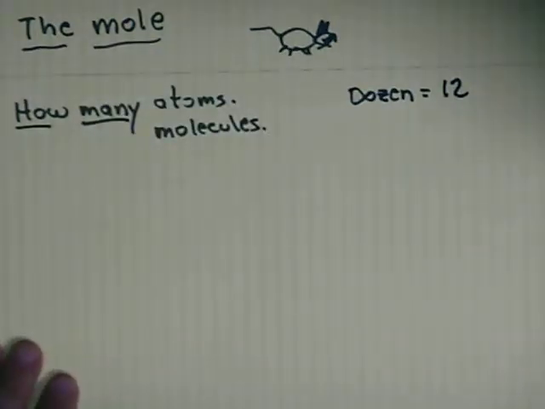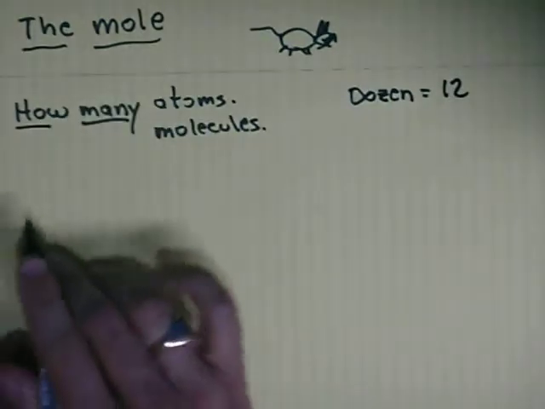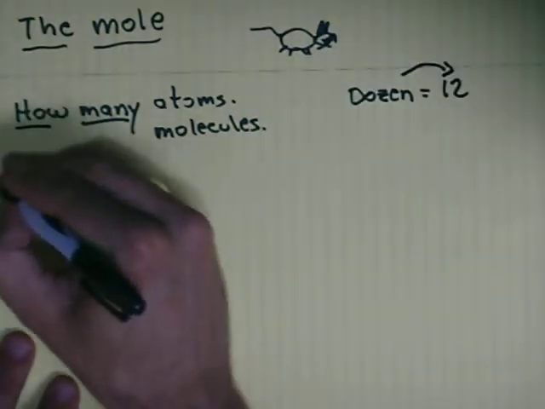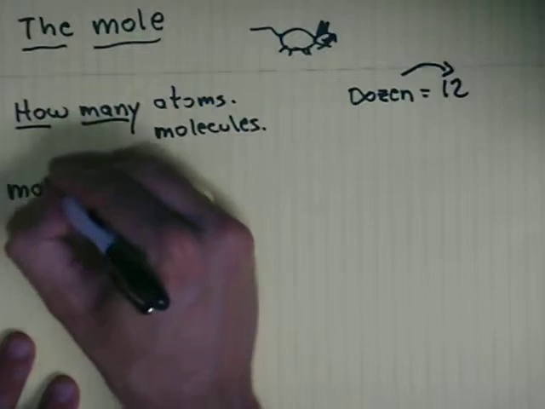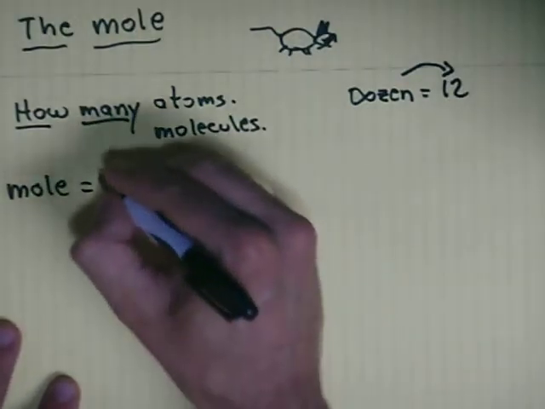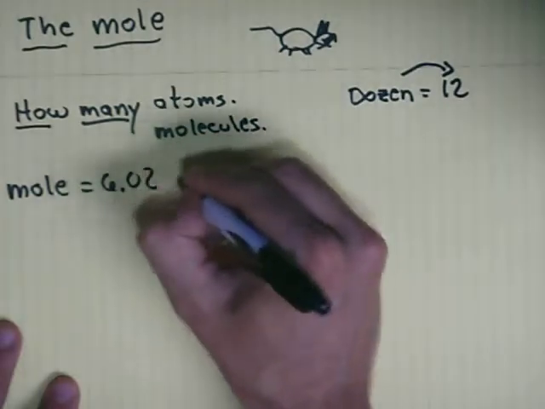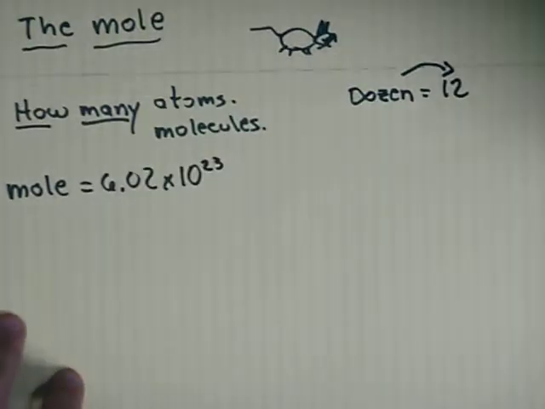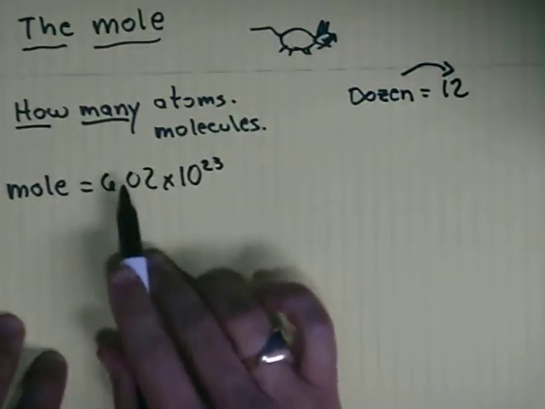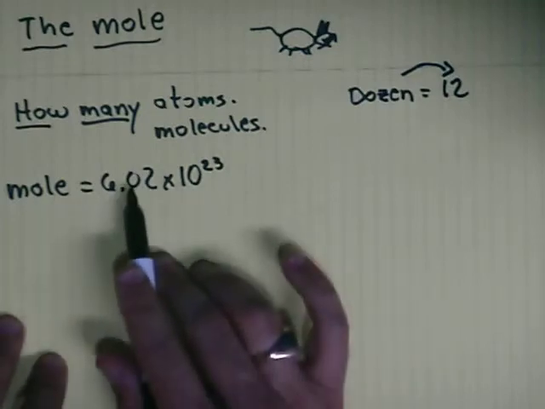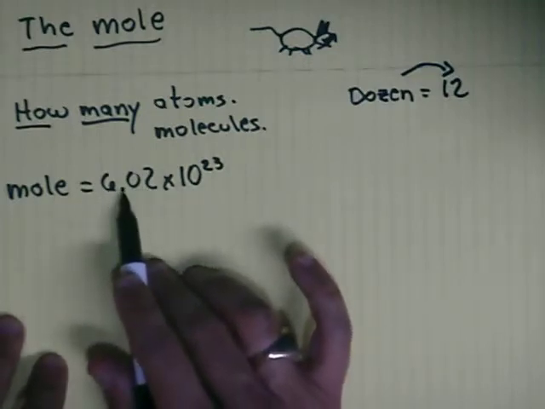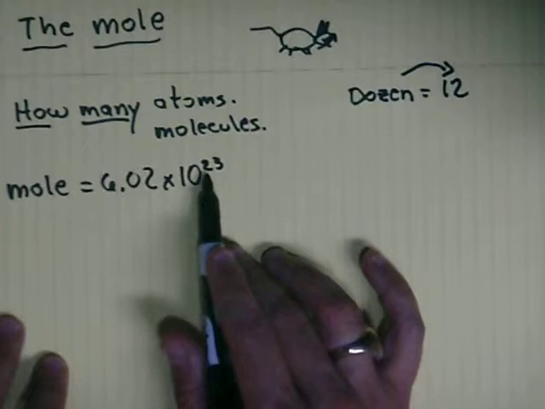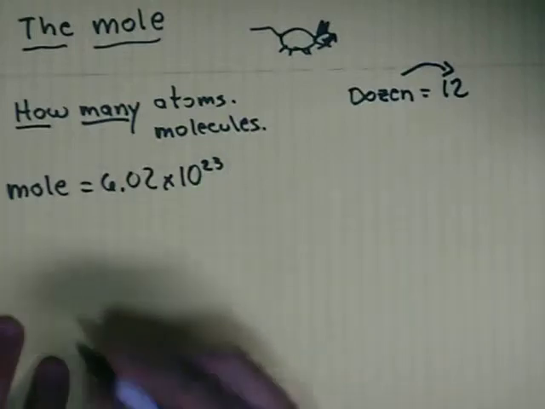So, what is a mole? Just like a dozen is equal to 12, a mole is equal to 6.02 times 10 to the 23rd. So that's scientific notation, 6.02, and to convert that to what the number would look like, you move the decimal place 23 places to the right. So what would that look like?